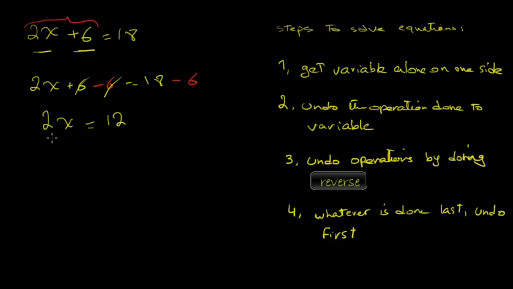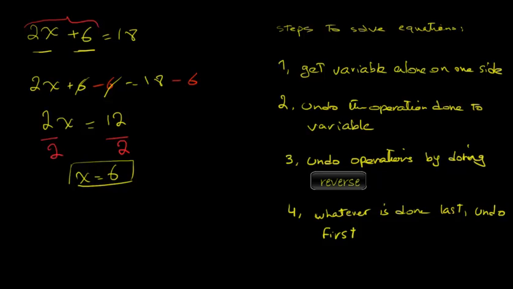Now we have to take care of the coefficient and have the variable alone. So we divide by 2. We divide 2 by 2 and 12 by 2. Then we get x equals 6 and we are done.